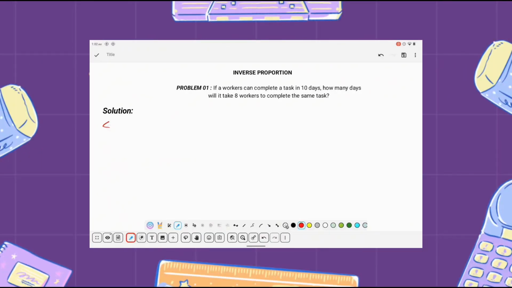Inverse proportion. An inverse proportion is when an increase in one quantity results in a decrease in the other quantity. If one worker takes 10 days, we multiply the number of workers, which is 8, by the time taken for one worker, which is 10 days. The product of the workers and days will remain constant. So, we can calculate the time by dividing the total work, which is 10 days, by the number of workers. Watch the video for the solution.